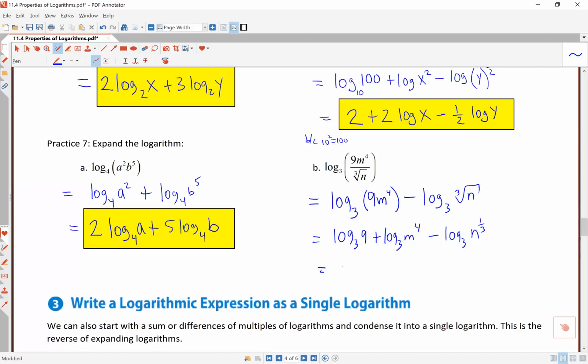Now, log base 3 of 9 is 2 because 3 squared is 9. The 4 comes down in front, and the 1/3 comes down in front.